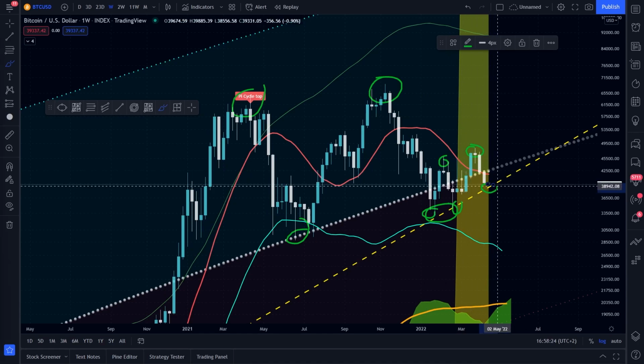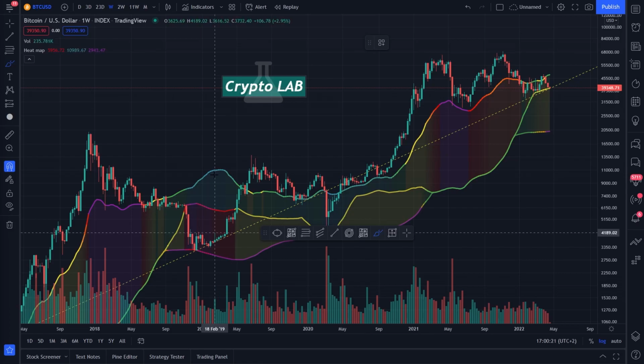So keep your eyes on this line. I think you got it now. Let's move to the next chart. This is the Heatmap chart. I like this chart a lot because it's saying so many things that are very interesting.